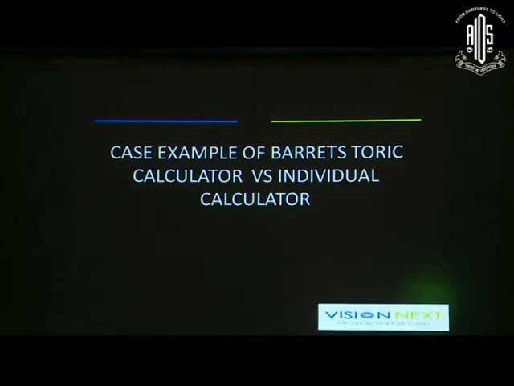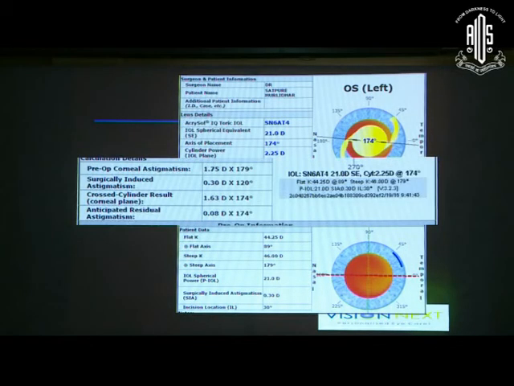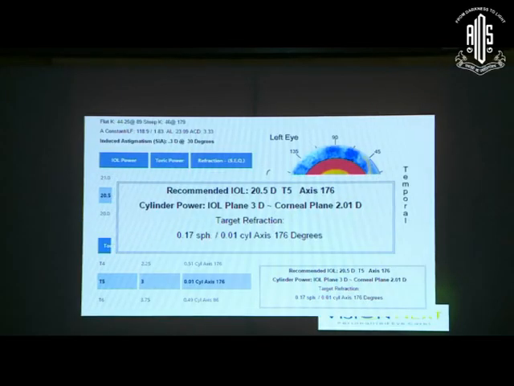So I'll just give you a small example of how Barrett's toric calculator is different from individual calculators. As I told you, the concept of undercorrection and overcorrection. This is a patient who was having a corneal astigmatism, and the toric IOL power calculator showed me to use a T4 lens in an against the rule astigmatism patient. So when I calculated with Barrett's, it was showing me a T5. So T4 with a regular calculator and T5 with Barrett's. So it clearly tells me that, okay, this is considering the posterior corneal astigmatism, and it might give me a better outcome.